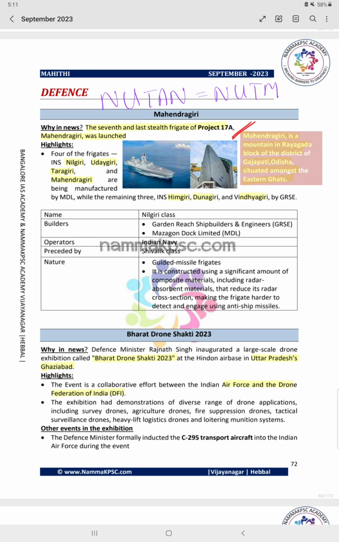For example, Mahendragiri is a mountain in the Eastern Ghats, in Odisha, I suppose. So yes, in Odisha this is a mountain. If you see mountain names, it is a frigate and generally part of Project 17A. And there are still three remaining: Himgiri, Dunagiri, and Vindhyagiri.